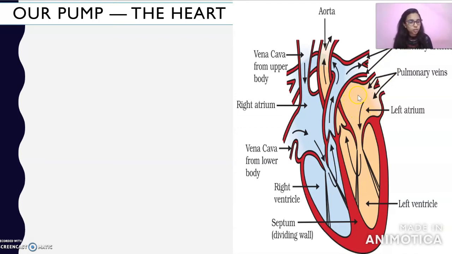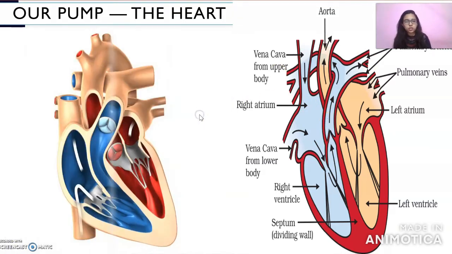The blood enters into the left atrium, then the left ventricle, and after that it is transported towards all the body parts through the aorta. And the aorta is divided into capillaries and other arteries. So this is the human heart. This was the introduction of the human heart.